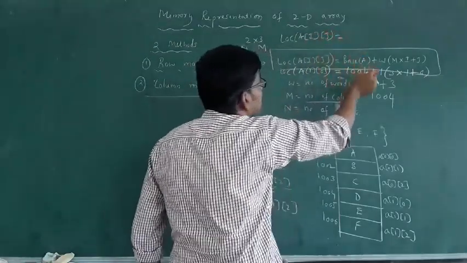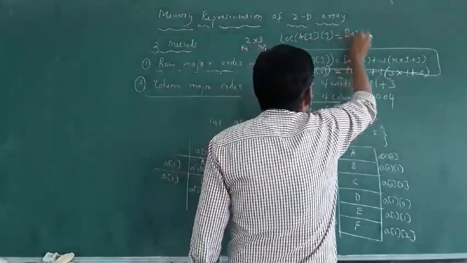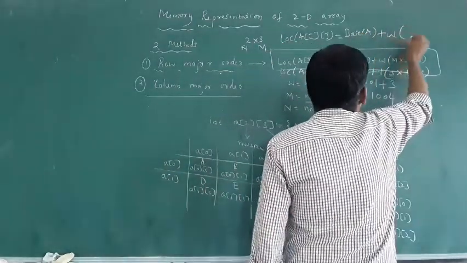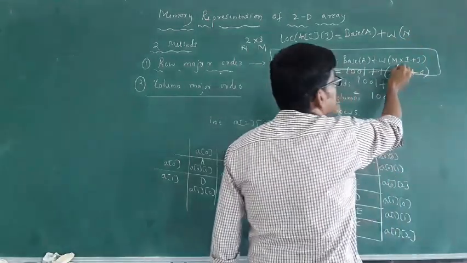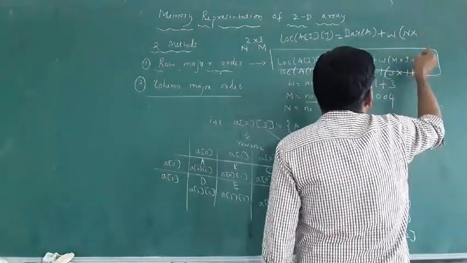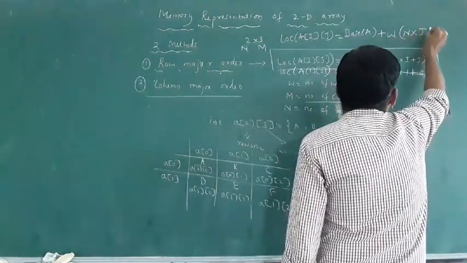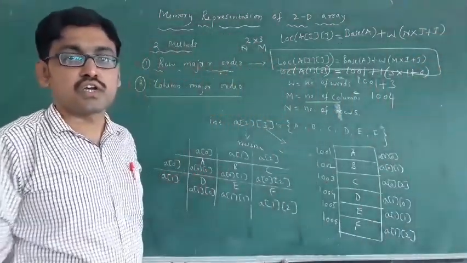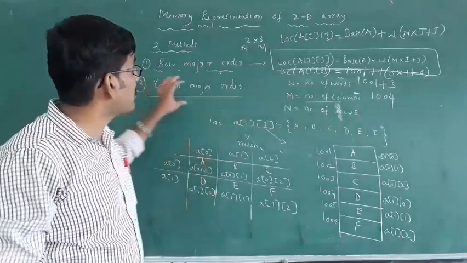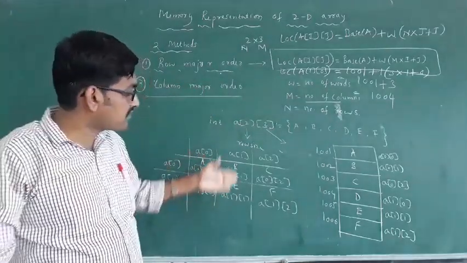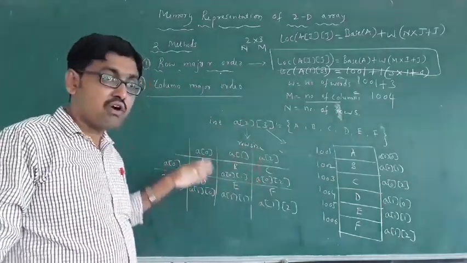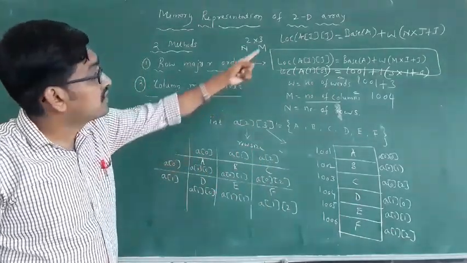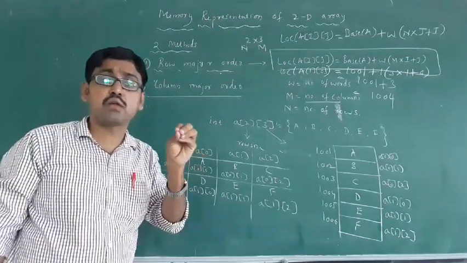equals the same base address plus w into n into j plus i. Instead of m, n comes, into j, plus i. Only this much changes. Okay, this is how to find the column major order. This is column major order. Then you have to use this formula. You have to use this formula. They will ask in the formulas.